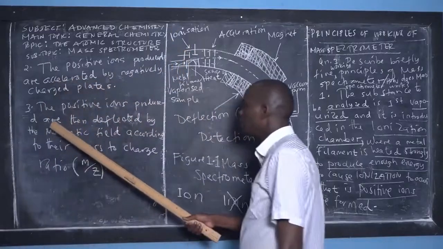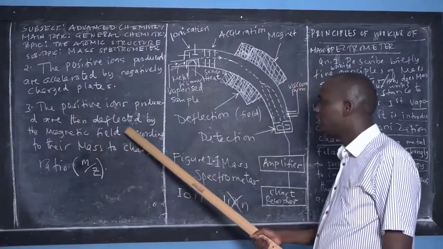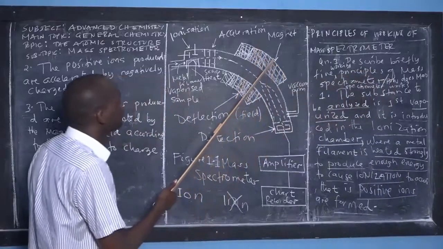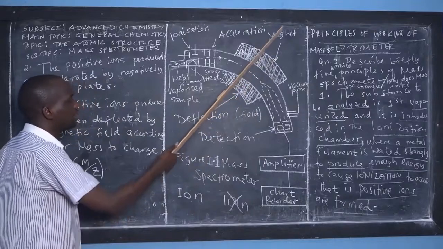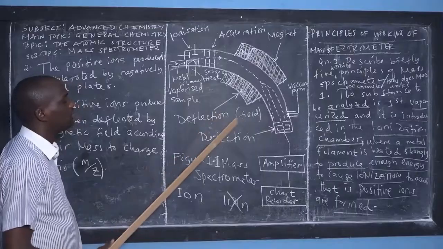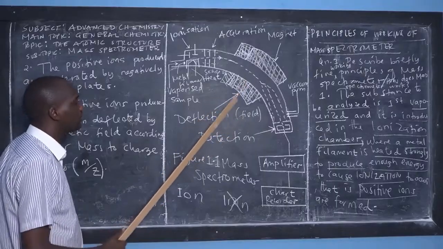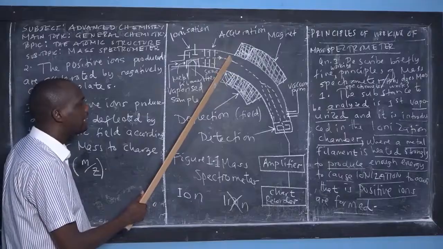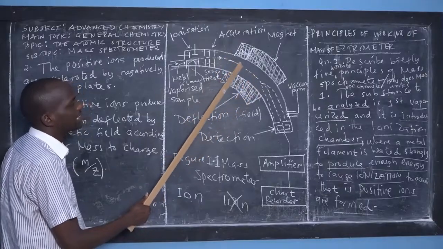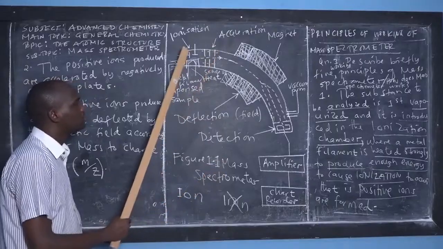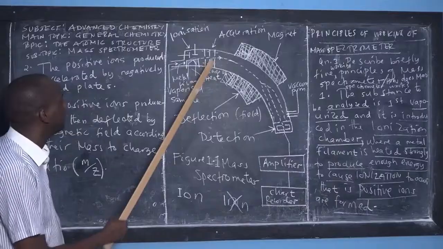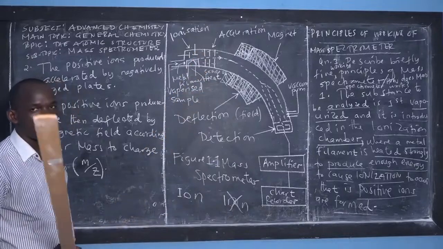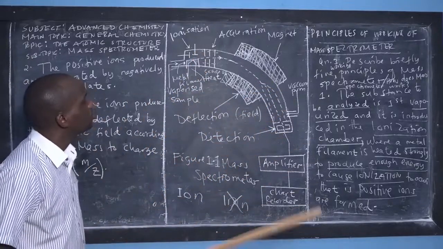Then the third principle states that the positive ions produced are then deflected by the magnetic field according to the mass to charge ratio. This is the chamber that the third principle is explaining. These are the magnets, and we call it the deflection chamber or deflection region, whereby the ions, now ionized, are high-speed ions being accelerated by the negatively charged plates. So in this deflection chamber, what happens actually? Remember that some of the elements contain isotopes. So what happens at this point?